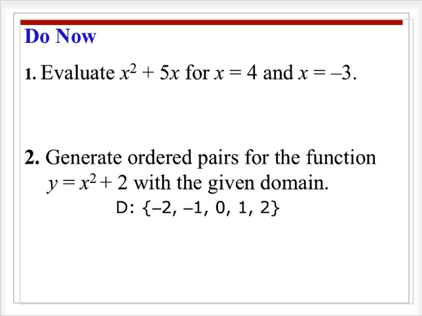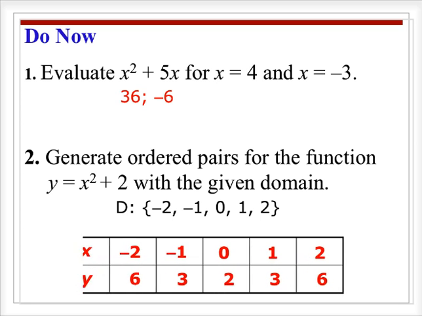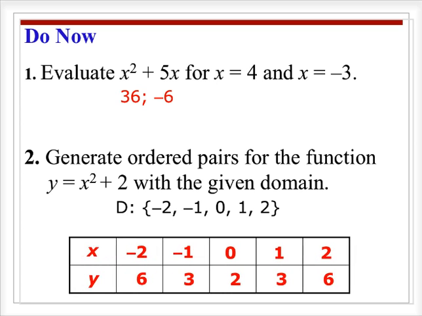Okay, now that you have your answer, let's check. When x is -4, you get 36, and when it's -3, you have -6. The ordered pairs for the function with the given domain look like this: 6, 3, 2, 3, 6. If you notice, because the negative and positive x values are both squared, you end up with the same value for y for both -2 and 2. And that's going to come in handy when we're working with our quadratics today.